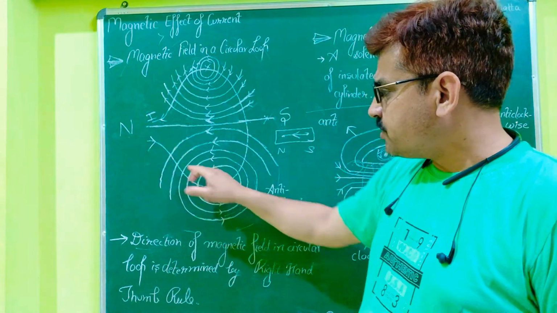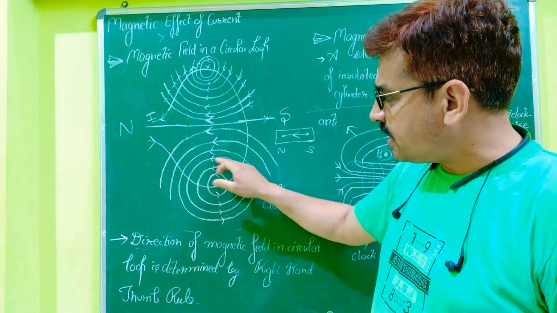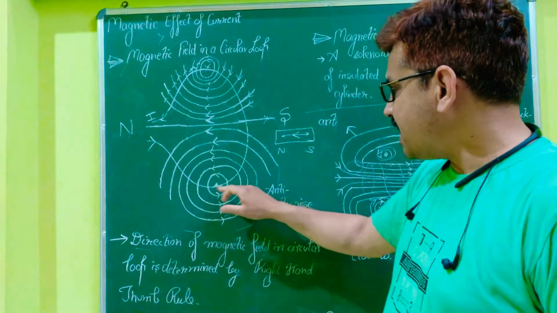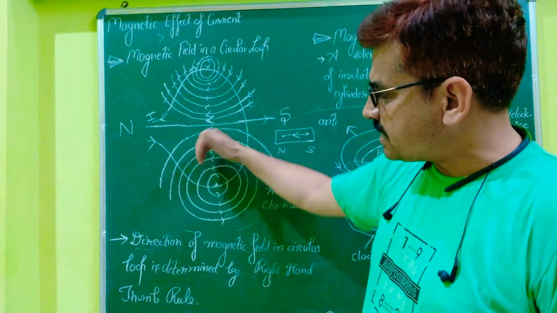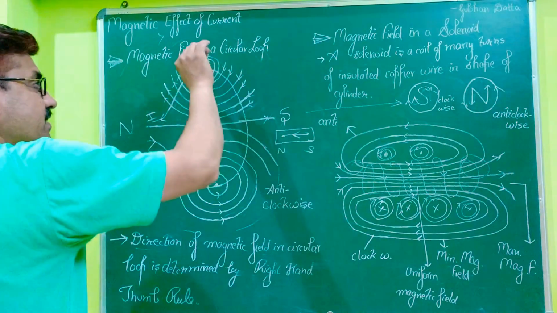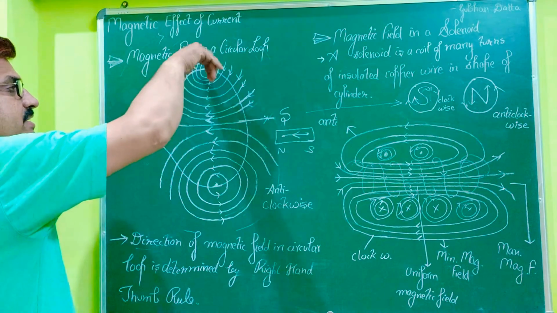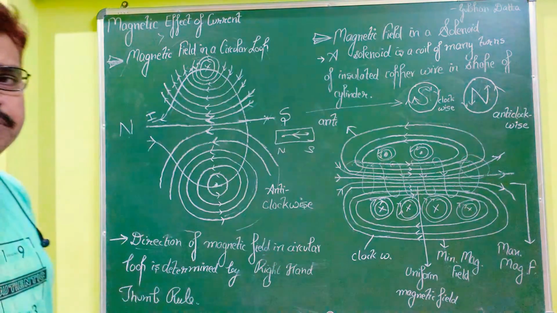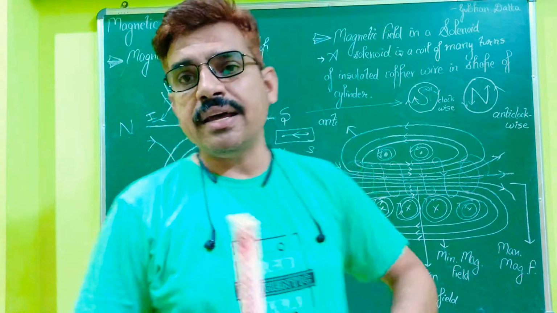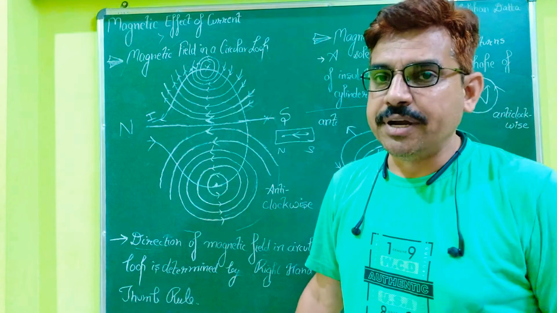So if current is flowing in this direction, in the lower part the magnetic field lines appear to us in this way, that is in the anti-clockwise direction, and in this part the magnetic field lines go this way, so it appears to us to be in the clockwise direction. It appears to us, that is, it seems to us that if one face looks like a south, the other will appear to us as a north.